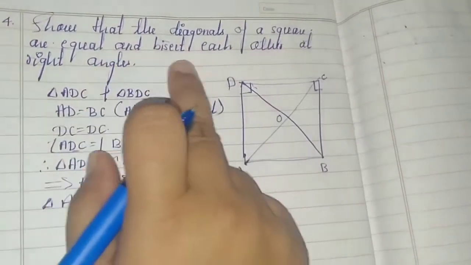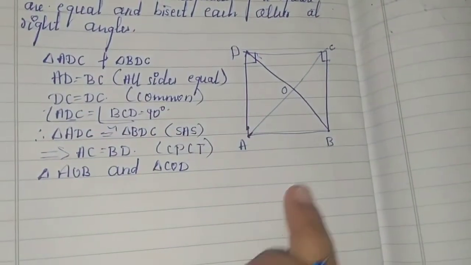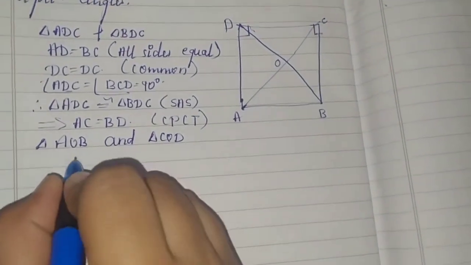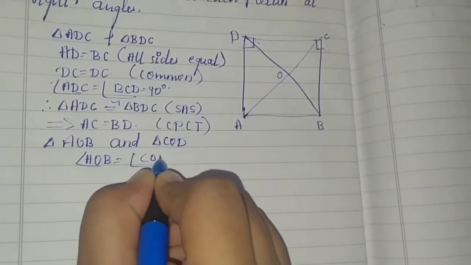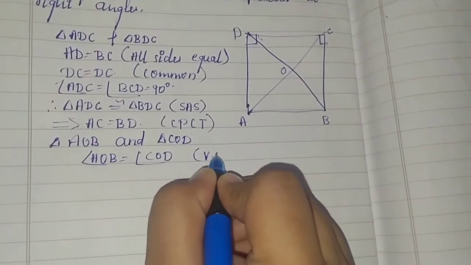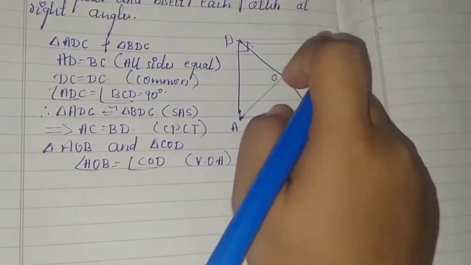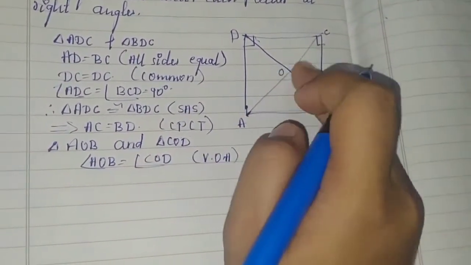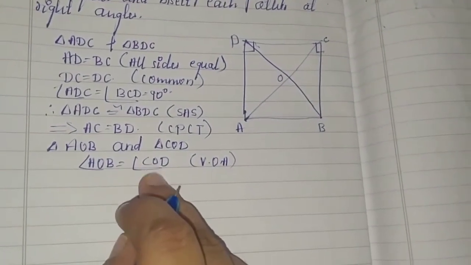So now we will go for the diagonals of a square bisect each other. Okay, so now just consider triangle AOB and triangle COD. In these two triangles, angle AOB is equal to angle COD. How can you write this? Because vertically opposite angles are equal to one another. Here AC and BD are intersecting one another, so you can write that the vertically opposite angles are always equal.